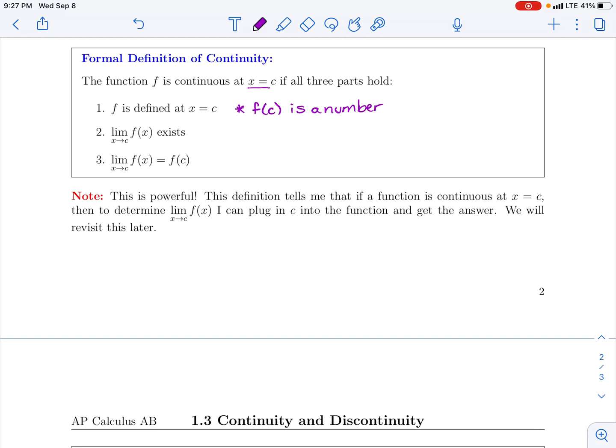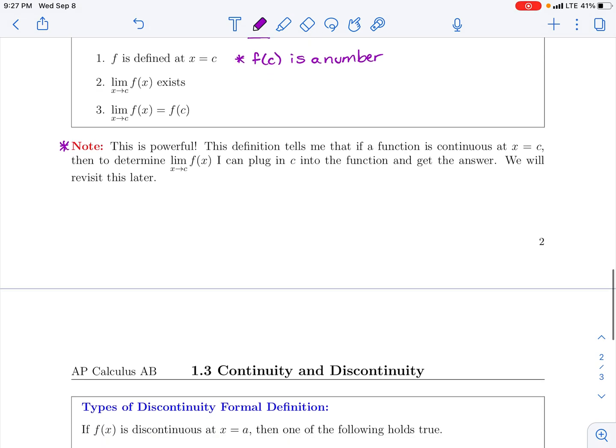But what's good about this formal definition for us, other than mathematicians being mathematicians? You're like, well, what's the importance to me? Really, it's super powerful because this definition tells us that if a function is continuous at c, then we can determine the limit by just plugging in c into the function. This is going to be huge for us in terms of computing limits algebraically, but we're not quite there yet, so we'll come back to it. But this is very useful for us.